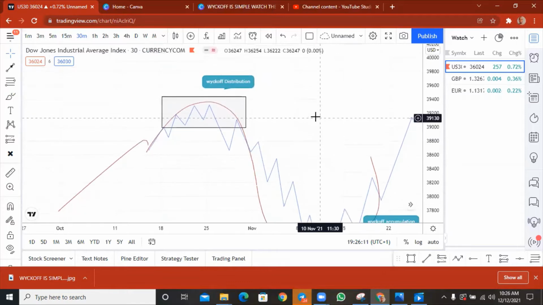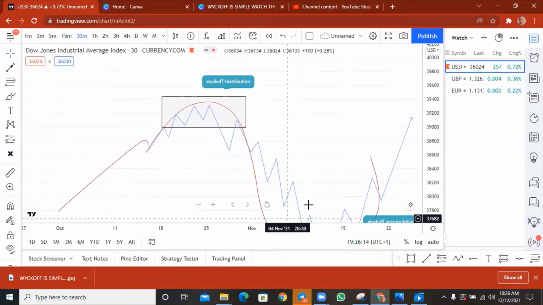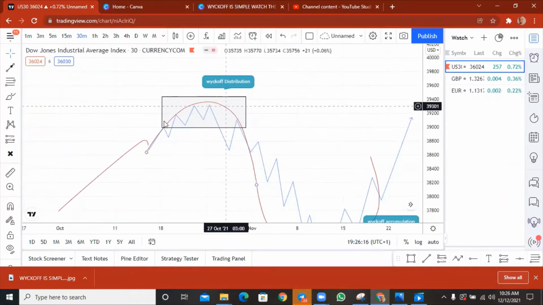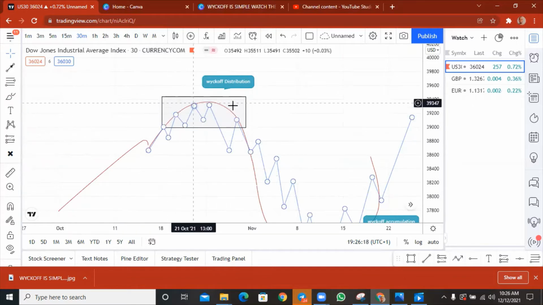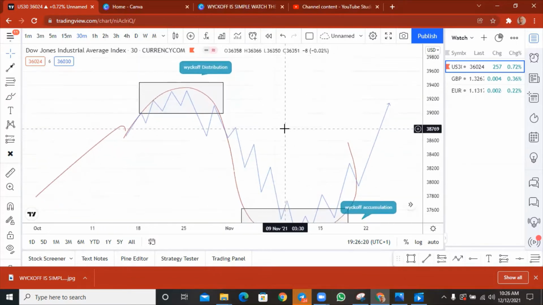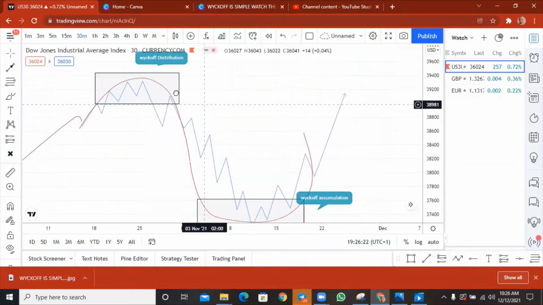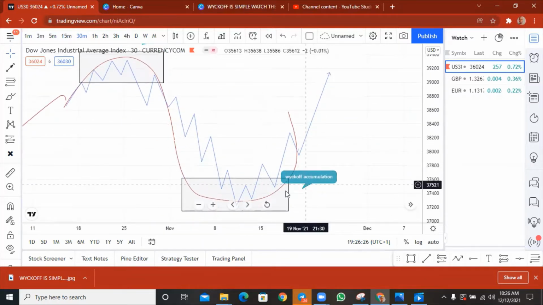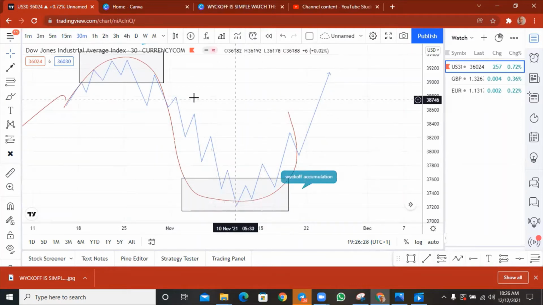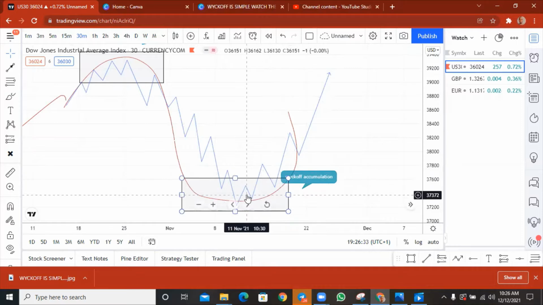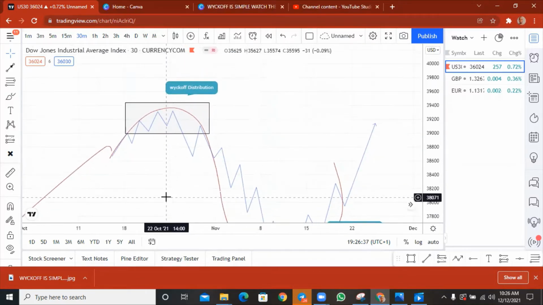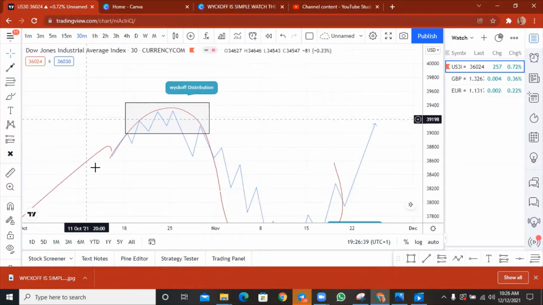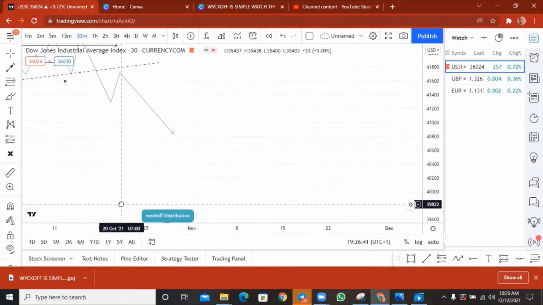The Wyckoff distribution is one that changes an uptrend to a downtrend, when price is overbought at this level and wants to reverse. The other type is Wyckoff accumulation. It happens when a downtrend is turning to an uptrend, this reversal here. So just know that the Wyckoff accumulation gives birth to a new uptrend, and the Wyckoff distribution gives birth to a new downtrend. Keep this in your head.